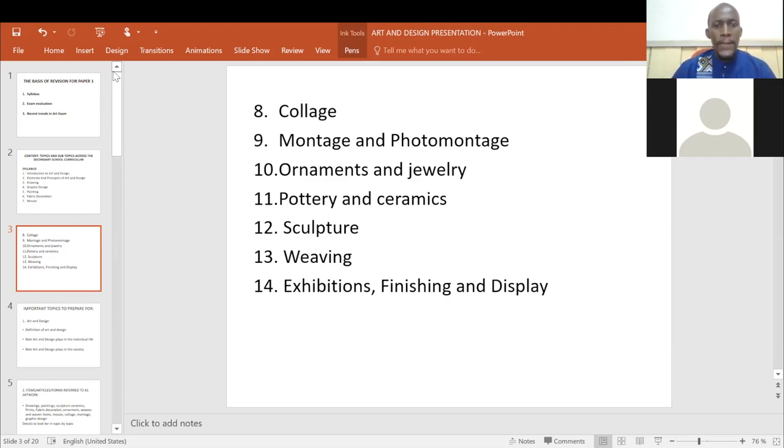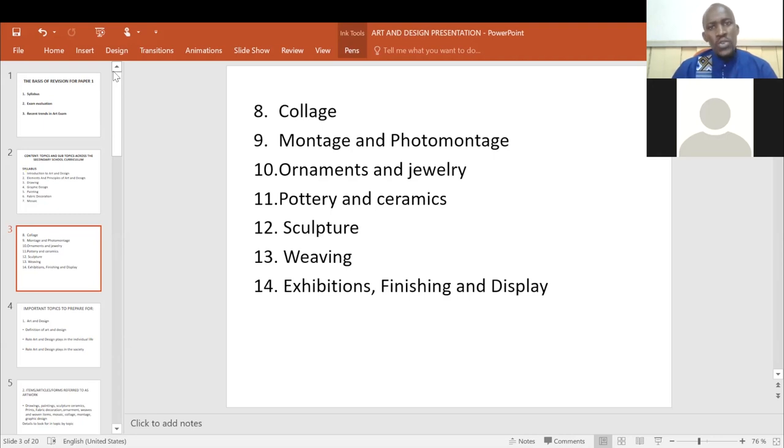Then we have pottery and ceramics. We have sculpture. We have weaving. And lastly on our list, number 14, is exhibitions, finishing, and display. This is not necessarily a topic, but it forms part of the subtopics in each and every topic that you've mentioned above. That is, you're supposed to teach it as the critique process in each of the topics, especially after doing the practical bit of the topics.